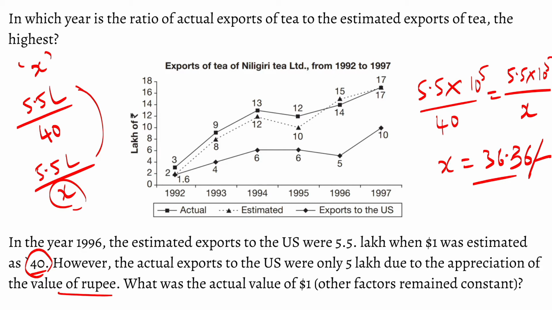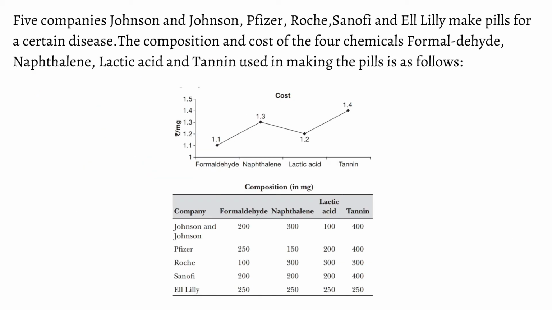Let us move on to second graph. This is one more model. So 5 companies: Johnson and Johnson, Pfizer, Roche, Sanofi and Lilly make pills for a certain disease. The composition and cost of the 4 chemicals, which are formaldehyde, naphthalene, lactic acid and tannin, used in making the pills is as follows. So we have 4 chemicals.